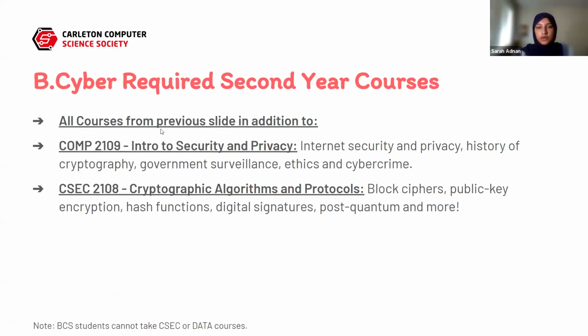These are some required second-year courses for the Bachelor of Cybersecurity. We have 2109, which is Intro to Security and Privacy, where you learn about internet security and privacy, history of cryptography, government surveillance, ethics, and cybercrimes. And then we have CSEC 2108, which is Cryptography, Algorithms, and Protocols, which is about block ciphers, public key encryptions, hash functions, digital signatures, post-quantum, and more. However, computer science students can't take CSEC or data courses.